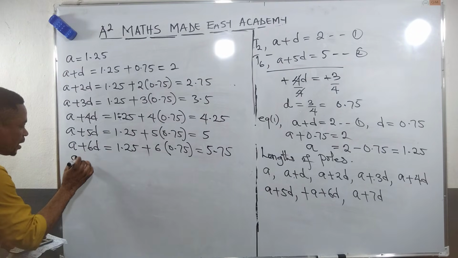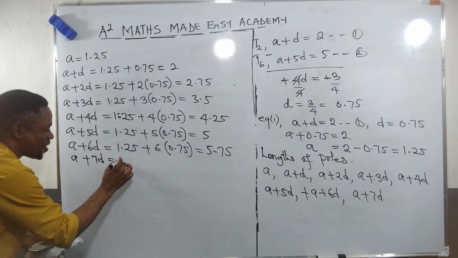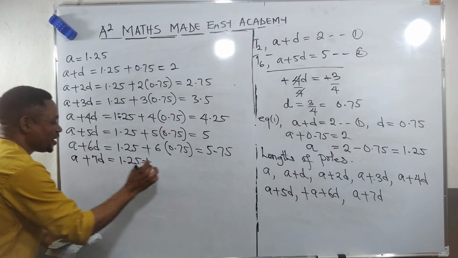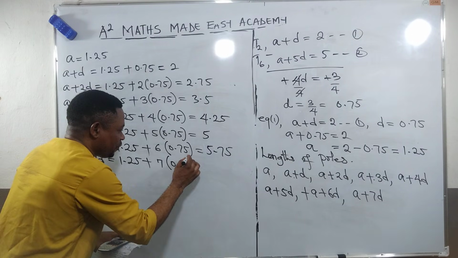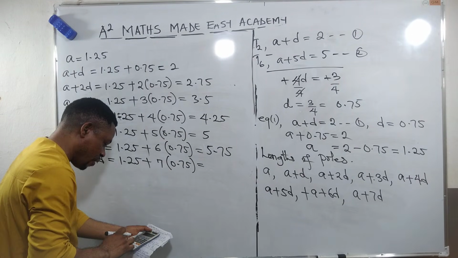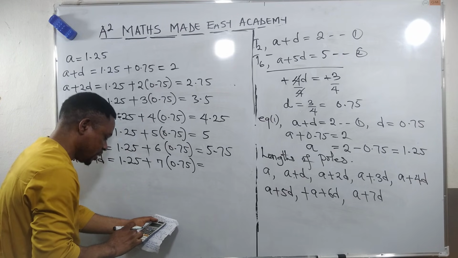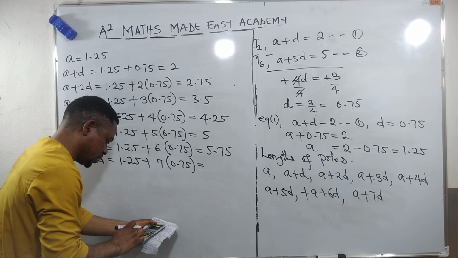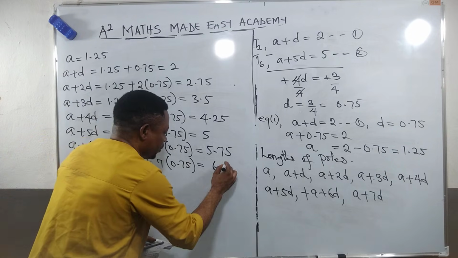Everybody say finally. What did I say? Finally, A plus 7 what? D. A is still 1.25 plus what is here? 7 open bracket. What is D? 0.75. When you punch your calculator, you have 1.25 plus what? 7 bracket 0.75 close bracket. What do you have? The answer is what? 6.5.